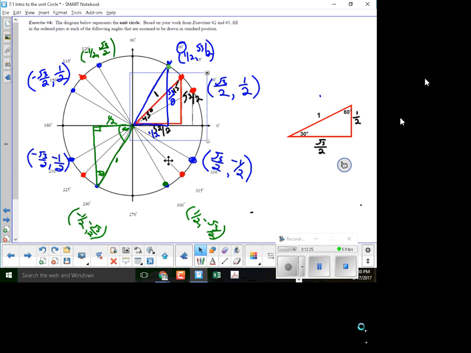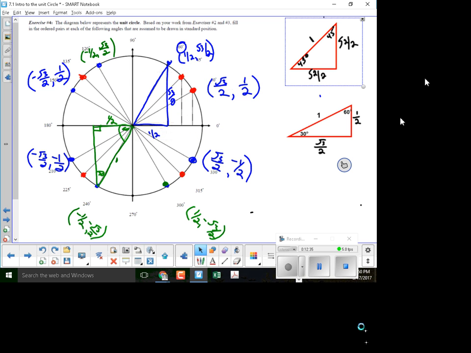So this point right here, which is 45 degrees, would be rad 2 over 2 for x, rad 2 over 2 for y. So this point is going to be positive rad 2 over 2 for x, positive rad 2 over 2 for y. So I'll let you guys go ahead and get 135, which is 180 minus 45.